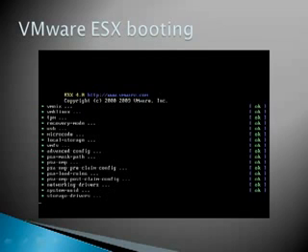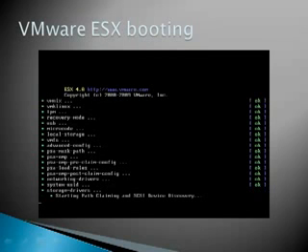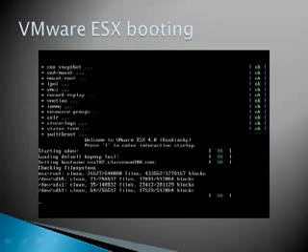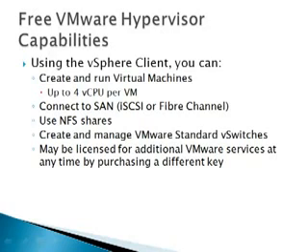Basically, during the boot process here, what we saw was that the hypervisor loaded first, and the remainder of all of the services are loading as a virtual machine running on top of the hypervisor. Here comes traditional Linux. With the free VMware hypervisor, using the vSphere client, you can create and run virtual machines. You can connect to a SAN. You can use NFS shares. You can create and manage VMware standard vSwitches.